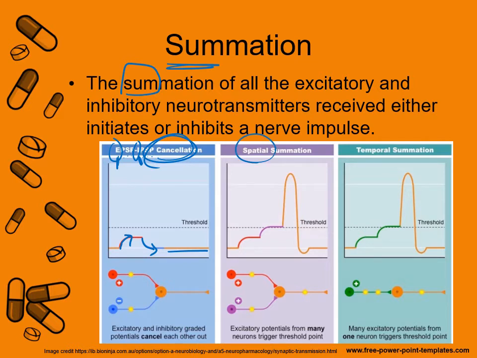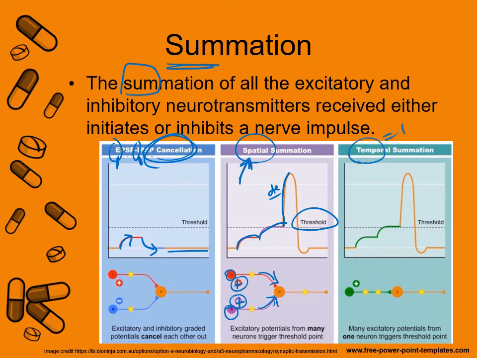Spatial summation, we have different neurotransmitters being released from different neurons. So they're basically coming from different spaces. So I have one cell releasing excitatory neurotransmitters, another cell also releasing excitatory neurotransmitters. Both of these guys are being received by the same postsynaptic cell, and so I get a little positive from one guy, a little more positive from the other guy, and that's enough to reach threshold potential, and we have depolarization happening. Spatial, our neurotransmitters are coming from different spaces.